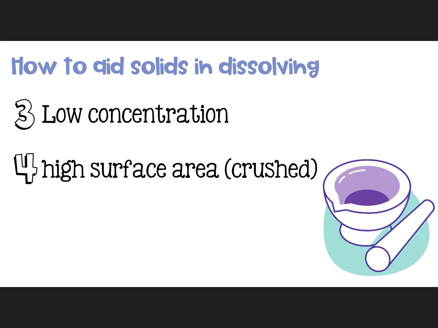The third way is to have a low concentration. Because there's not a lot of the particles, the water can surround them all. The fourth way is to have a high surface area or crush your material so that, once again, the water can more quickly surround the particles. Don't forget that water can only dissolve substances when it can interact with them. So water only dissolves the surface layer.